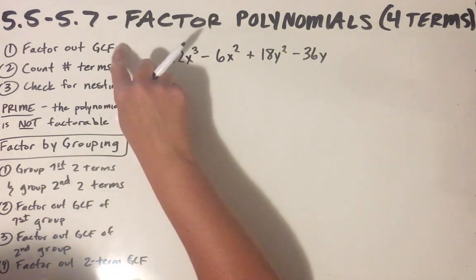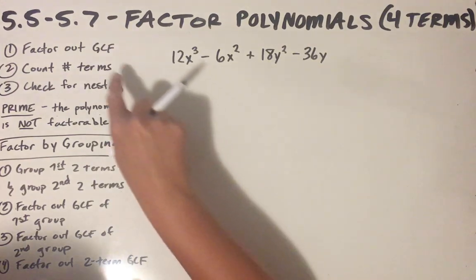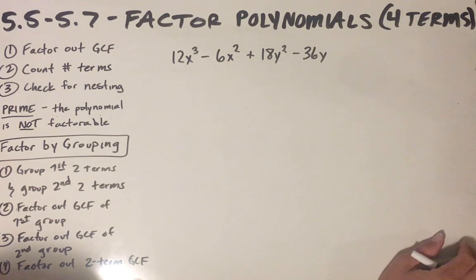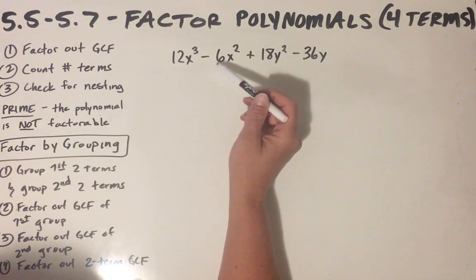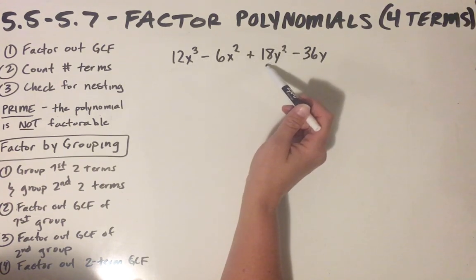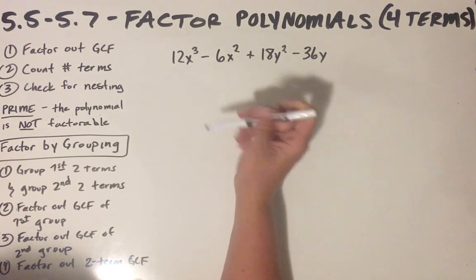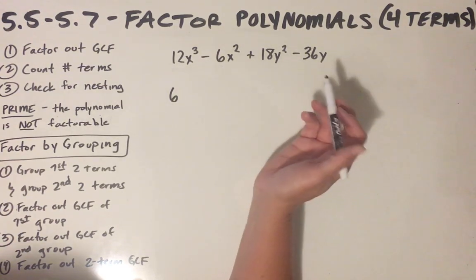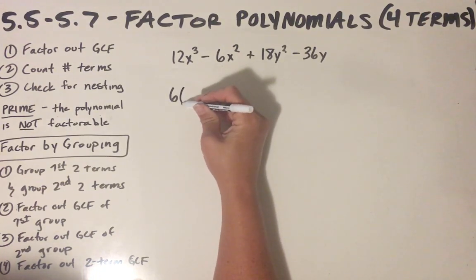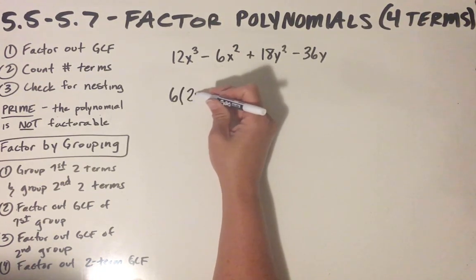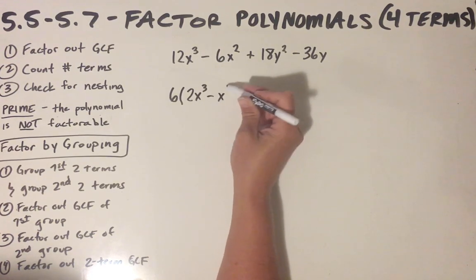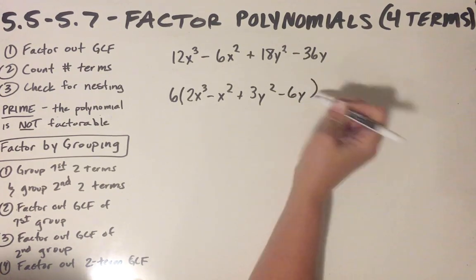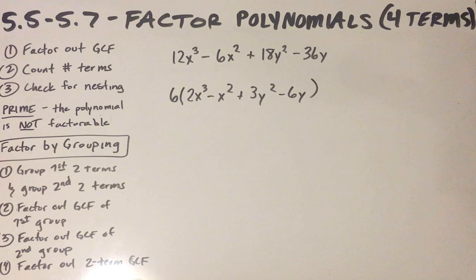Always first step when I'm factoring polynomials, I'm going to say, is there a GCF in common between all of these? So I look at 12, I look at 6, I look at 18 and 36. 6 goes into 6, 6 goes into 12, 6 goes into 18, and it goes into 36. So this has to be my GCF. Looking here, these have x's and those have y's, so there's no common factor between all four. So when I factor out this 6, I'm going to get a 2x cubed minus an x squared plus a 3y squared minus 6y.